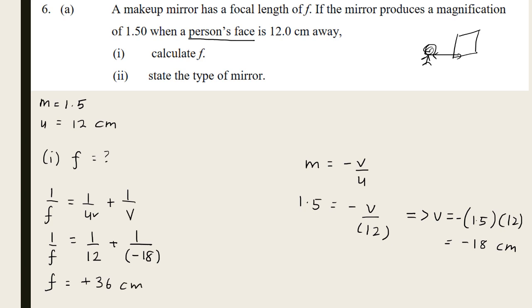Okay, this positive sign may look redundant, but it's very crucial in determining the type of mirror, which is our next question. So your next question is stating the type of mirror used to produce this amount of magnification. As I said just now, because f is a positive value, it means that my mirror is a concave mirror. Okay, how do I know that? It's because using the sign conventions that we learned in this chapter, concave mirror focal length has to be positive. Okay, so that's how we solved question 6 part A.